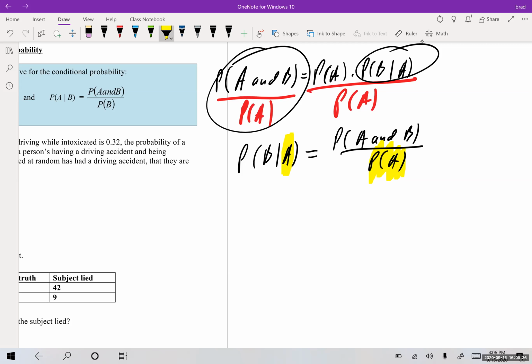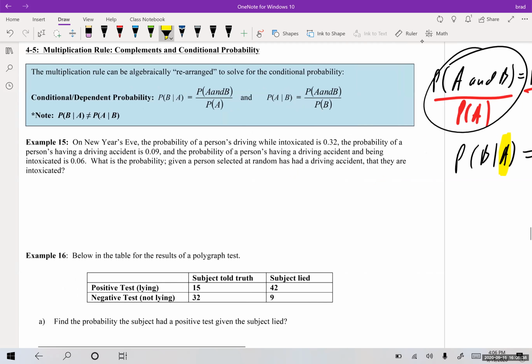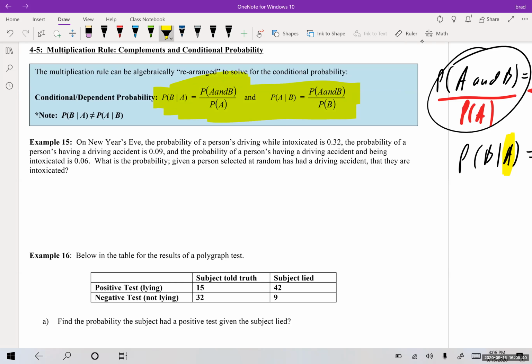And then they just gave you these formulas. You could memorize them or just know where they came from. Either way works. And notice the converse is not true. The probability of B given A is not the same as the probability of A given B. That does not mean the same thing, okay?